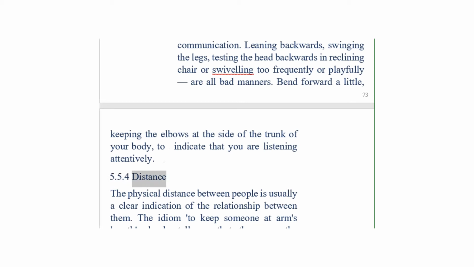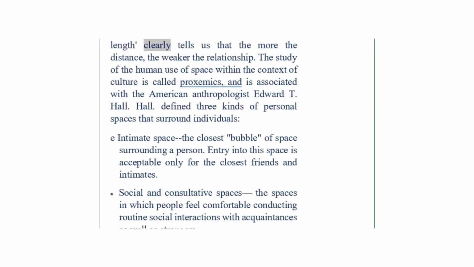5.5.4 Distance. The physical distance between people is usually a clear indication of the relationship between them. The idiom, to keep someone at arm's length, clearly tells us that the more the distance, the weaker the relationship. The study of the human use of space within the context of culture is called proxemics, and is associated with the American anthropologist Edward T. Hall. Hall defined three kinds of personal spaces that surround individuals.